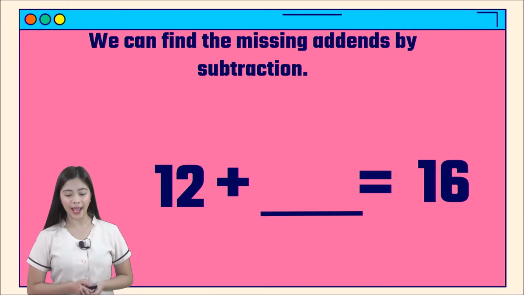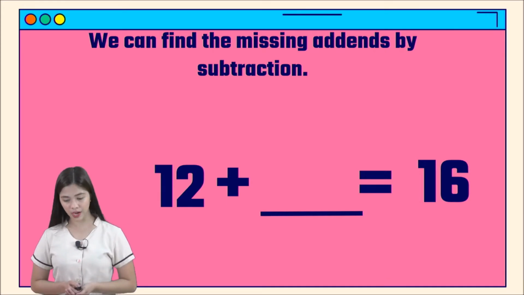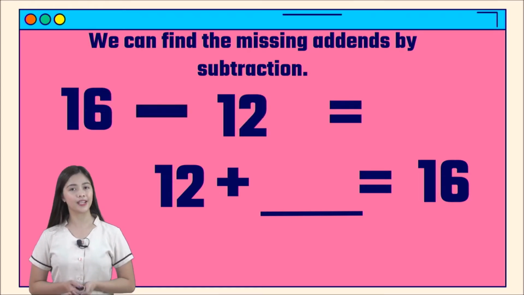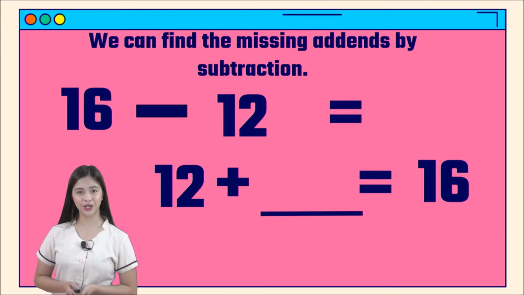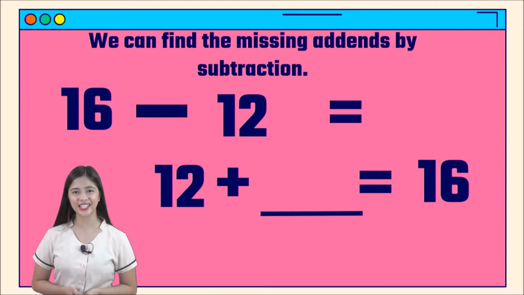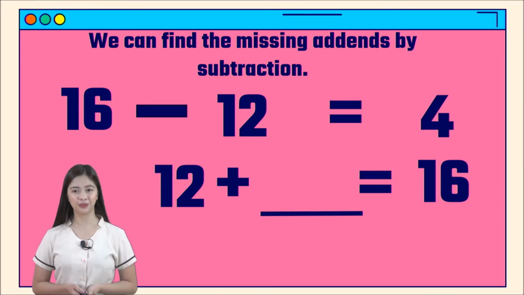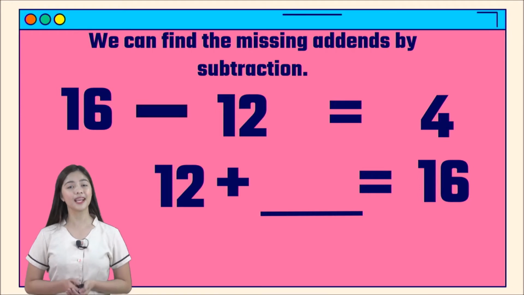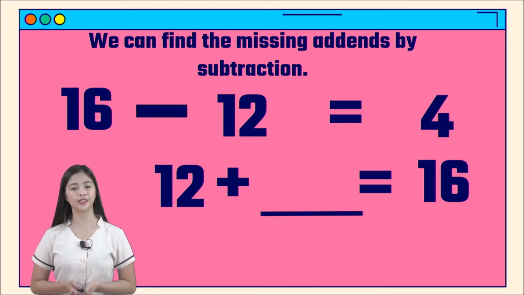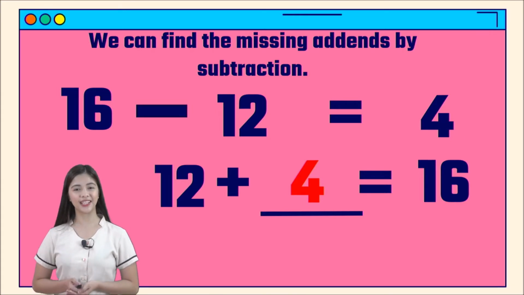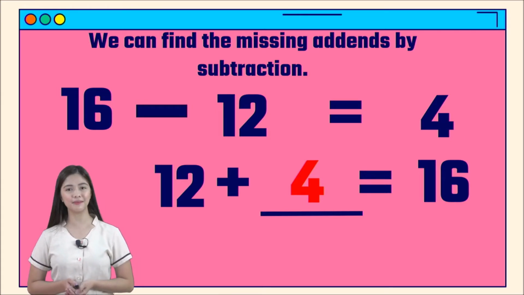We can also find the missing addends by the use of subtraction. So, to find the missing addend by subtraction, let's subtract 12 from 16. So, let's have 16 minus 12 is equal to, do you know what is the answer? Very good. The answer is number 4. So in here, the missing addend is the number 4. So we have now 12 plus 4 is equal to 16. Okay? By the use of subtraction, we can find the missing addends.